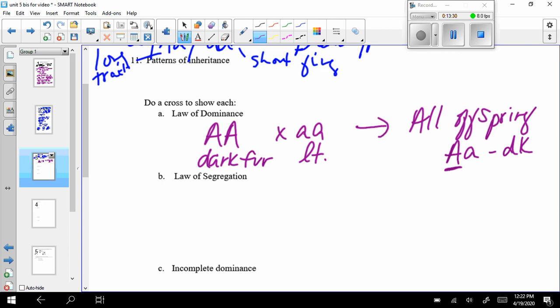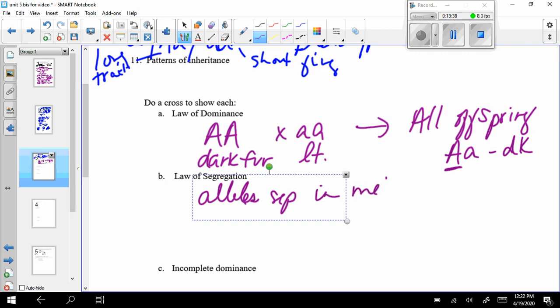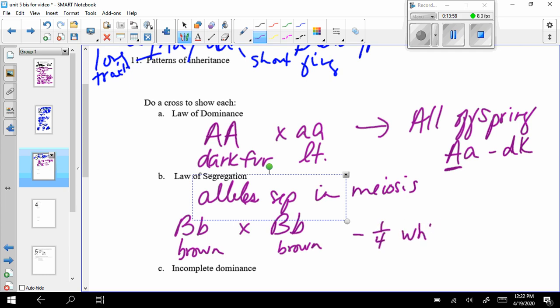All right, law of segregation I've actually already shown, but this is just that alleles separate in meiosis. And so that's the basis for my proof that the law of segregation exists: if I cross this with this, so let's say this is a brown and a brown, I actually could get a 1/4 chance that they would come out white.